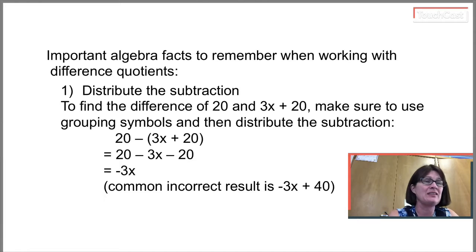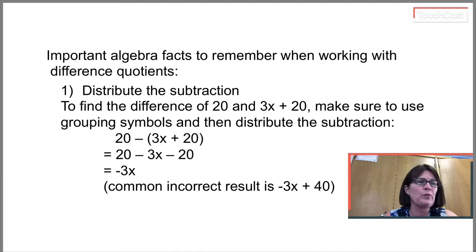So if you want to find the difference of 20 and 3x plus 20, you have to use parentheses around the 3x plus 20, so when you subtract it, remember to distribute the subtraction. So 20 minus (3x plus 20) gives 20 minus 3x minus 20, which simplifies to negative 3x.